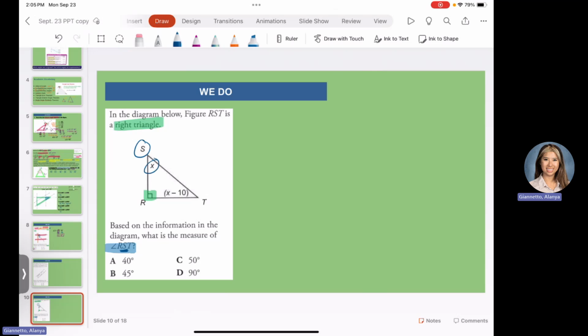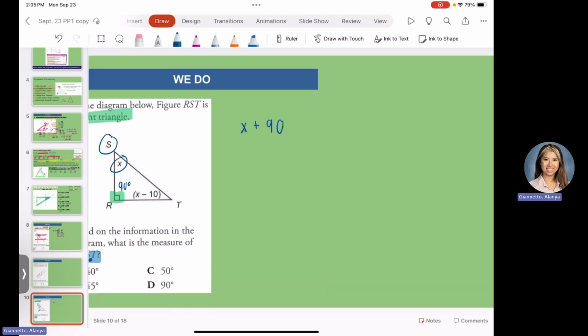So we're going to use the triangle sum theorem, where we know that the interior angles, the inside angles of a triangle, add up to equal 180. So we have X plus, we know that this right angle right here is 90 degrees, right? So X plus 90 plus X minus 10 is equal to 180.